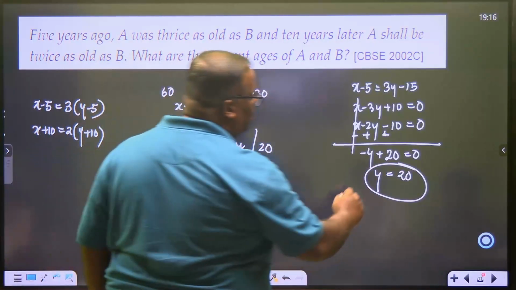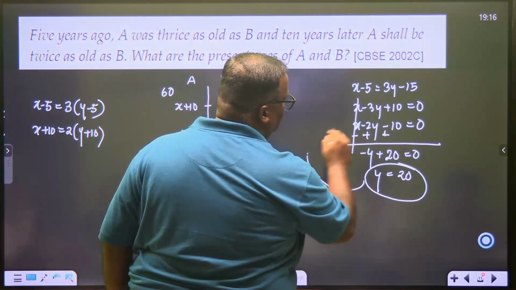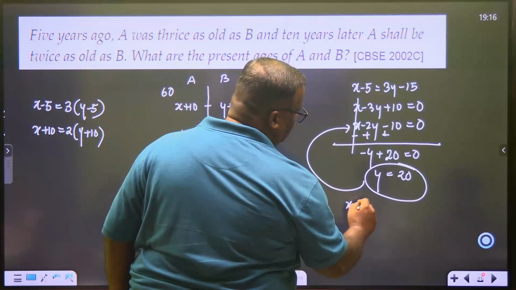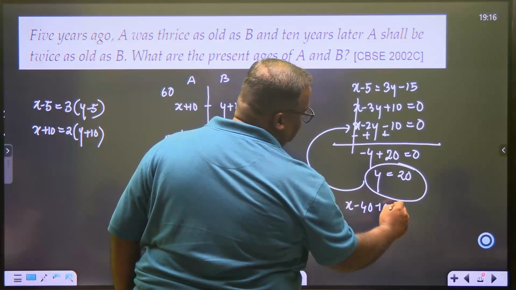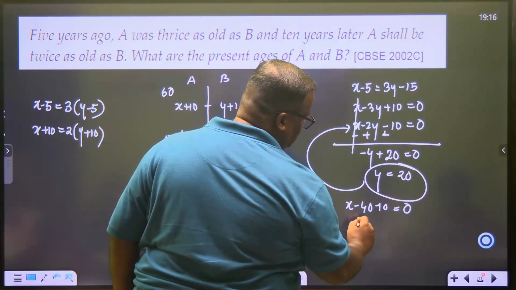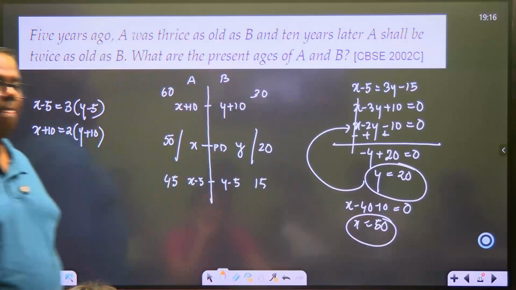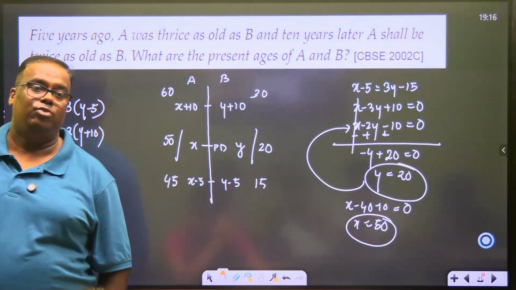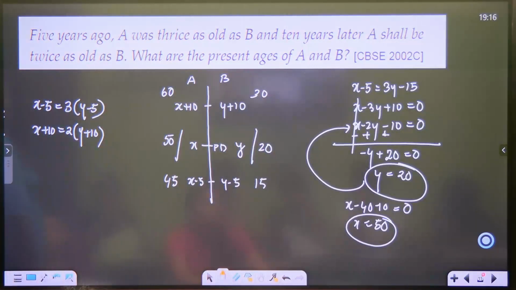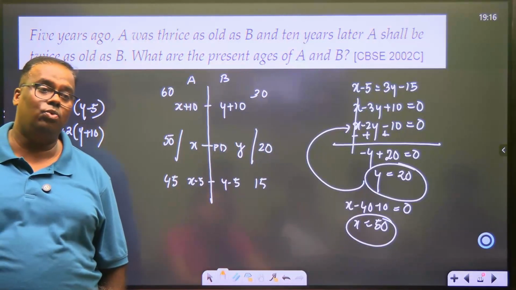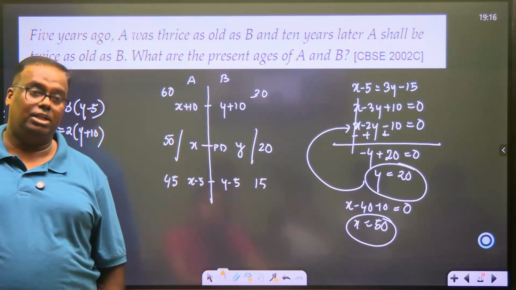Y equal to 20. Punch it anywhere here. Put it in: X minus 40 minus 10 is equal to 0. That means x is equal to 50. See how quickly it can be done. If you are taking more time, it is not that you are not good in calculation. You are missing some trick. That is what I am trying to tell you.